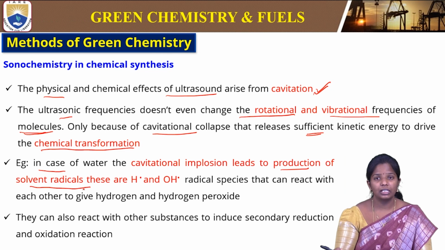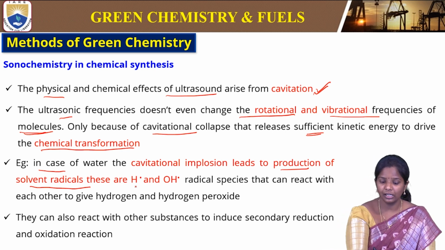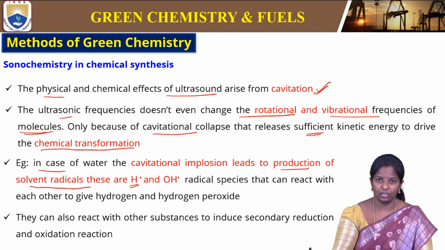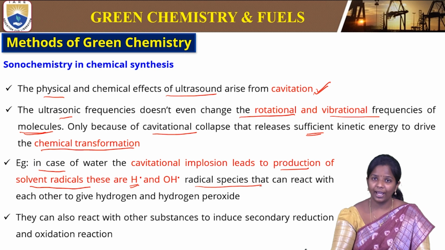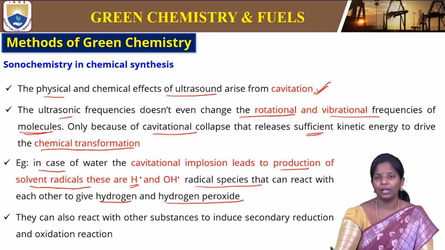For example, in the case of water, the cavitational implosion leads to production of solvent radicals. Because it is producing high energy and high temperature, a radical type of reaction can take place. That is the H radical and the OH radical, the hydrogen radical and the hydroxyl radical, generally produced from water. These radical species can react with each other to give hydrogen and hydrogen peroxide.